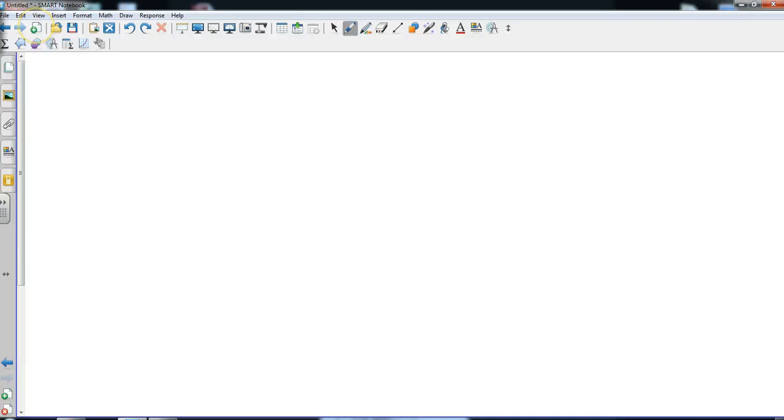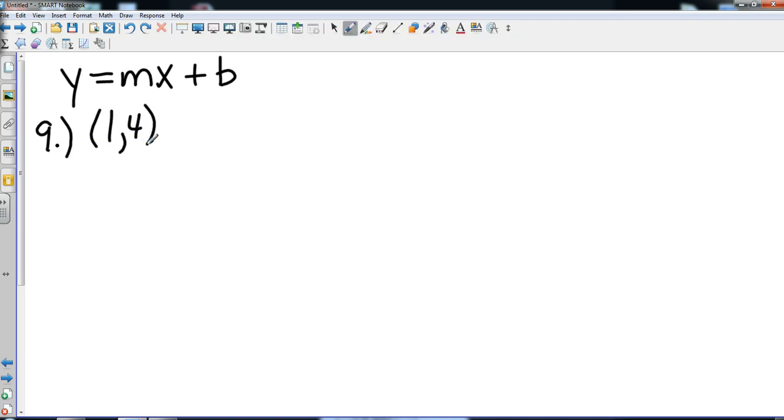Number 9. For 9 through 13, these are slope-intercept form, which is y equals mx plus b. In number 9, it goes through the points 1, 4, and it goes through the points 3, 10. Okay? I'm going to show how to do numbers 9 through 16 without graphing. So those of you who graph and want to put it on a graph and get a visual of it, that's fine. I'm just going to show the other method.